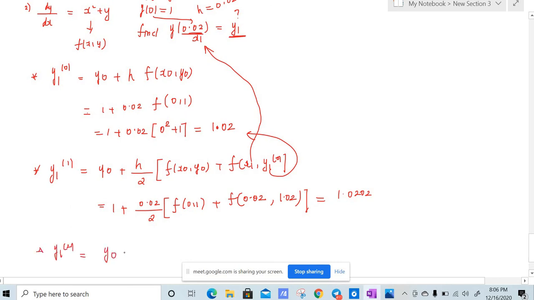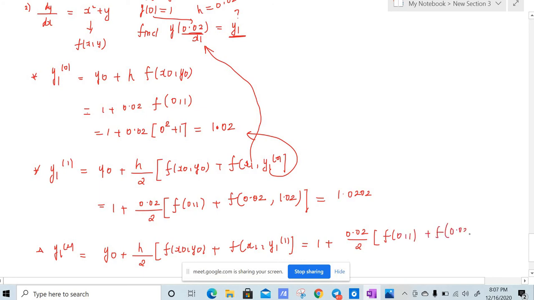So this is y0 plus h by 2 into f of x0 comma y0 plus f of x1 comma y1 of 1. So this is y0 is 1, h is 0.02 divided by 2, f of 0 comma 1 plus f of x1 is 0.02 and our y1 of 1 is 1.0202. So this will be y1 of 2 will be 1.0202.